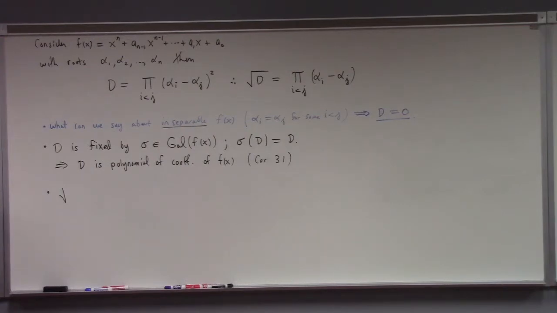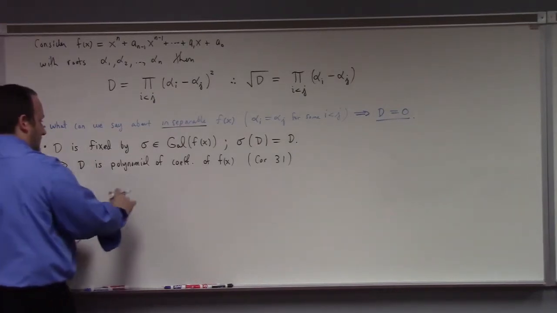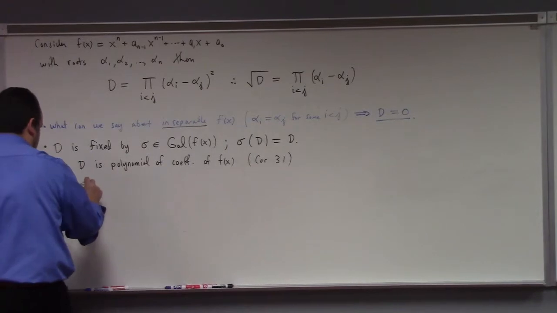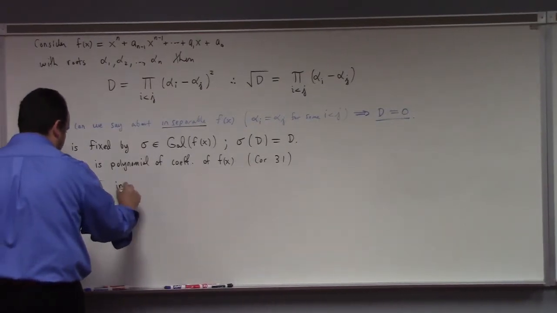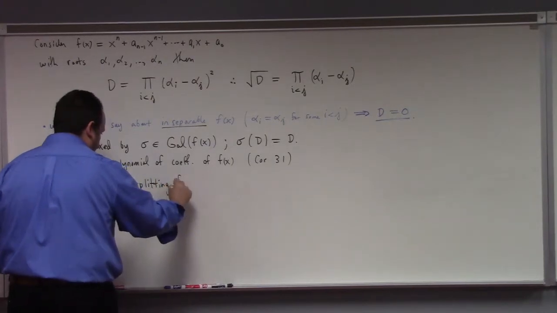All right, so it follows then that the square root of the discriminant is always contained in the splitting field for f of x. So does that make sense?